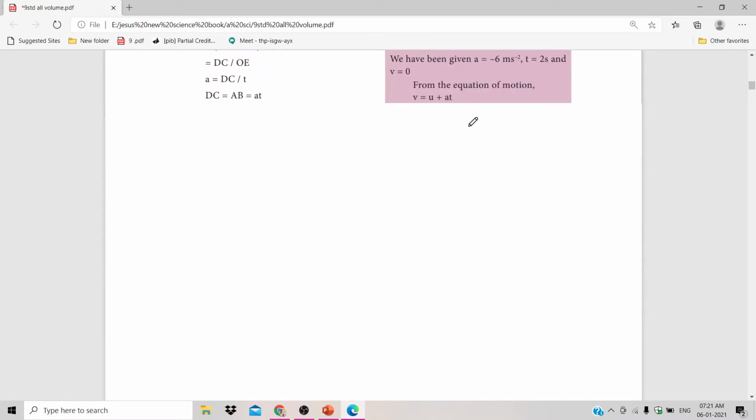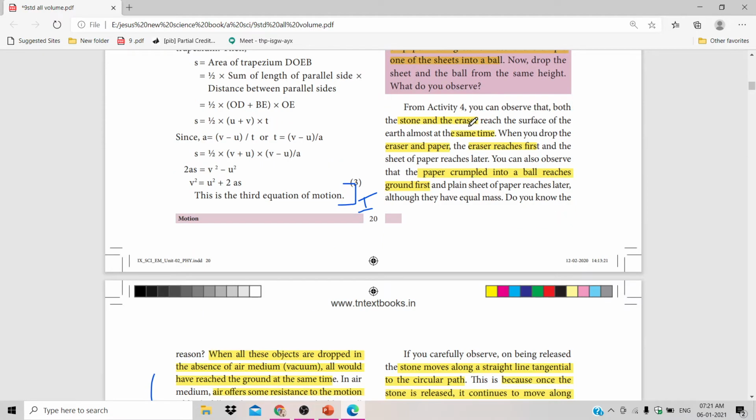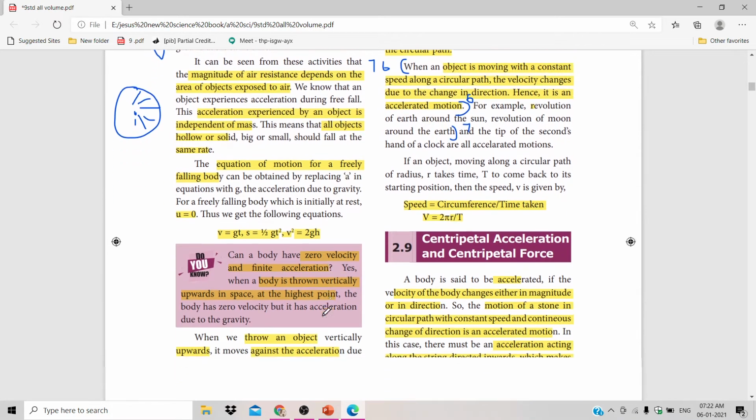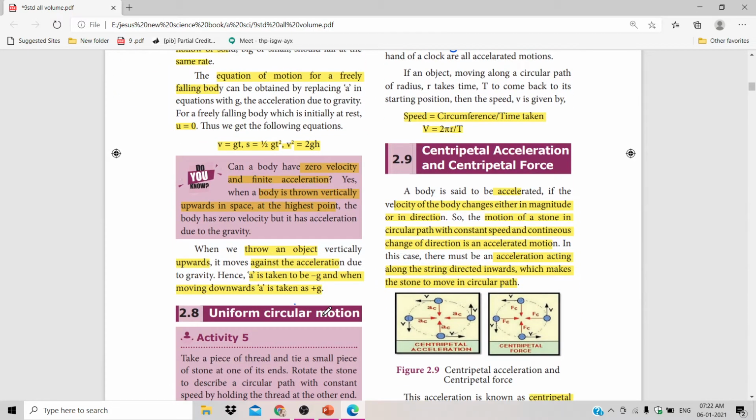In a freely falling body, there is no initial velocity at all. So they gave 0 for the initial velocity. So the equations become V is equal to GT, S is equal to half GT square, and V square is equal to 2GH. Okay. Then they gave an activity.